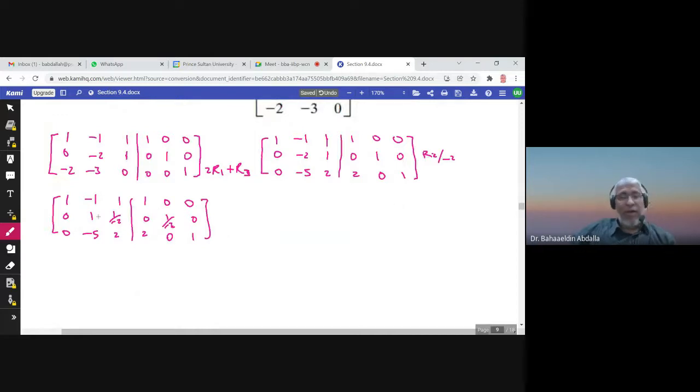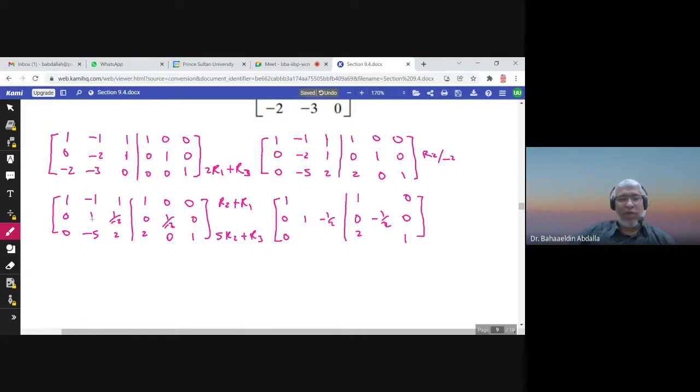All right. Now I have to use this one, the one in the middle, to make negative 1 and negative 5 zeros. So how to make negative 1 zero? R2 plus R1 and 5R2 plus R3. R2 is not changing, I'm using R2 for changing. There is a 0 here, so this column is not changing. There is a 0 here, so this column is not changing. There is a 0 here, so this column is not changing.